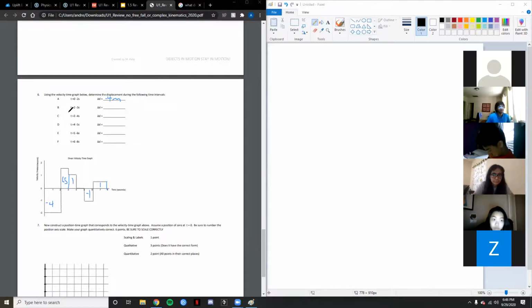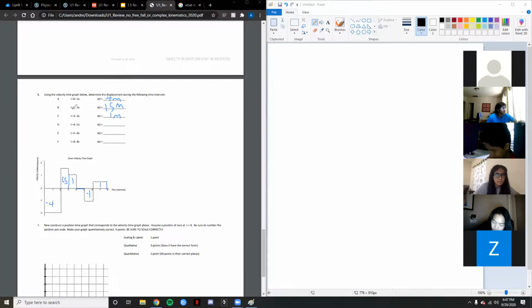And then B is asking what is t equals 2 to 3. So 2 to 3 is 1.5, so the answer would be 1.5 meters. C, 3 to 4 equals 1, so you put 1 meter. 4 to 5. Andrew, you're solving for displacement. Yeah, I know. So you have a -4, so you have to add 1.5, right?